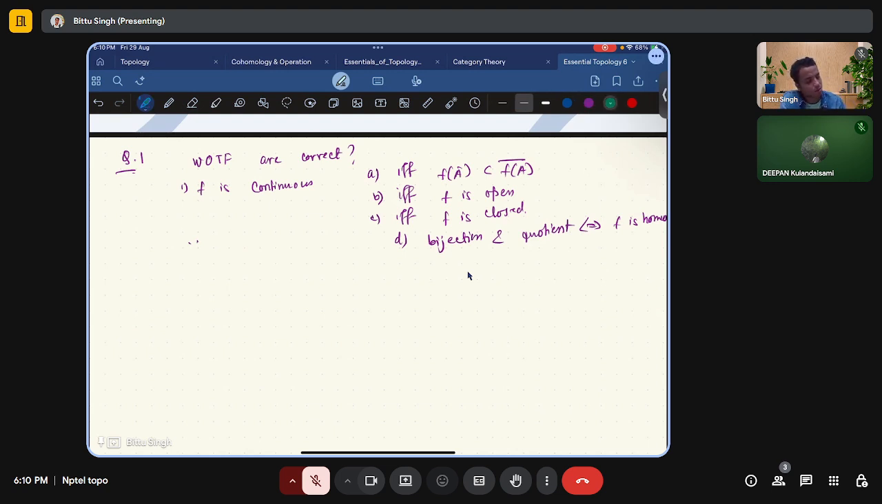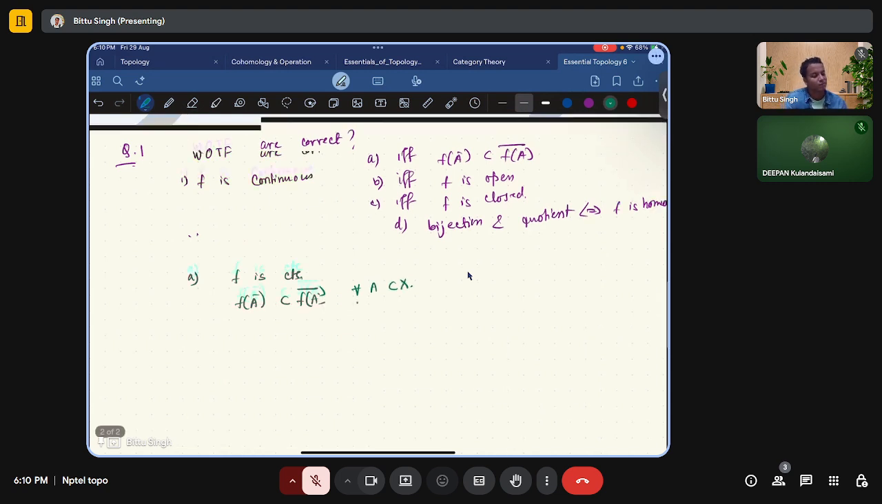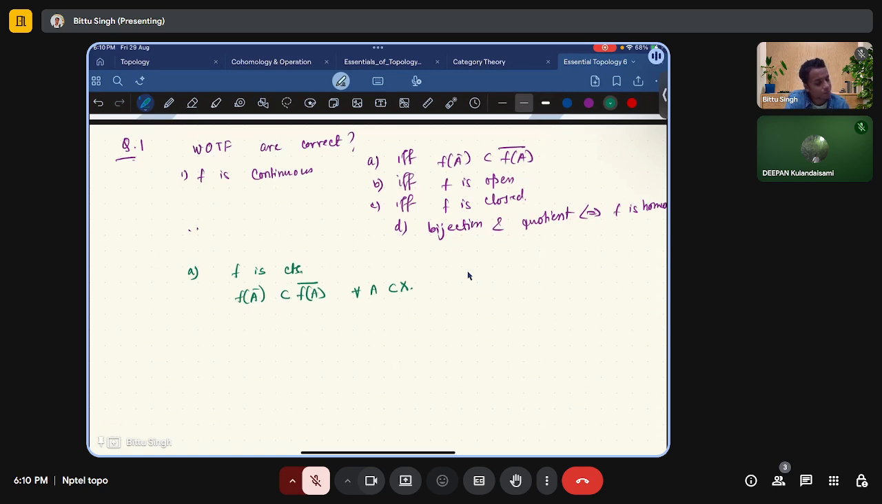So let us see which of these are correct. Option A is correct by definition, right? If f is continuous, then f of A closure is contained in f A closure. This is an equivalent way to formulate continuity. This is true for all A contained in X. Now, what about option B? F is open, is it true? Continuity may not imply it is open. Option B is not true.